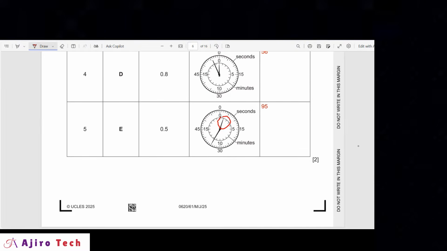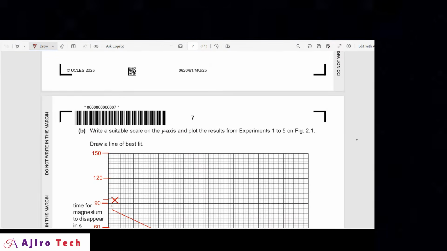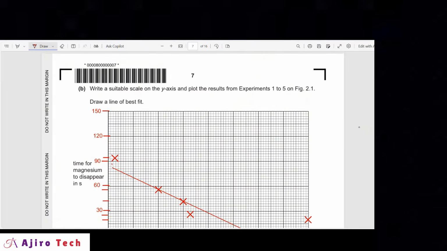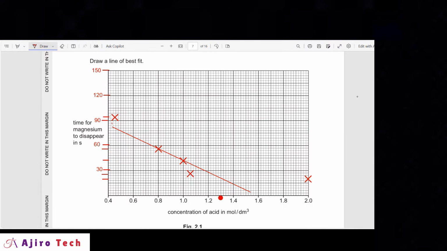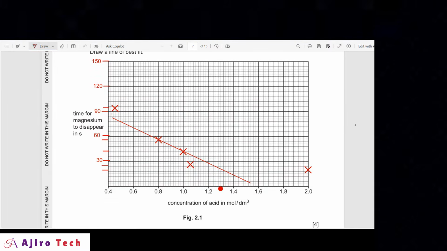All right, so after completing the table, let's see what next. Then you are asked to plot, right? We have to plot the time taken against the concentration of acid. So this is what we have. We have 5 plots here. So this was what we obtained after plotting.